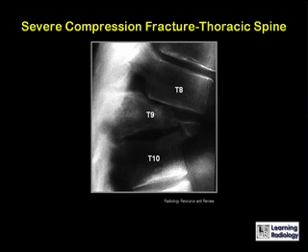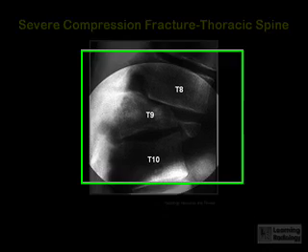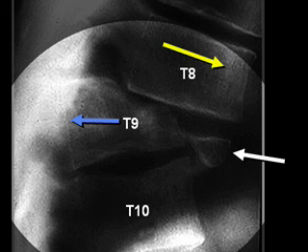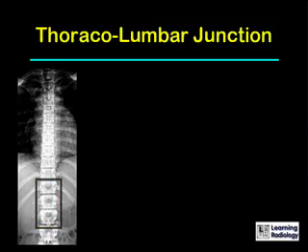This is an example of a severe compression fracture of the thoracic spine. You can see that there's a marked reduction in height of the anterior aspect of the vertebral body and that there is retropulsion of the posterior aspect of T9 into the spinal canal. You can also see that T8 is subluxed anteriorly on T9.